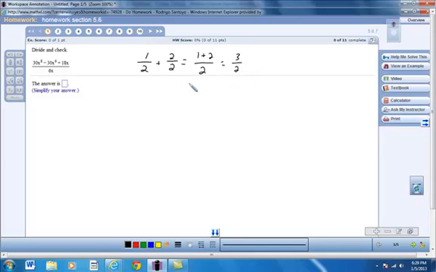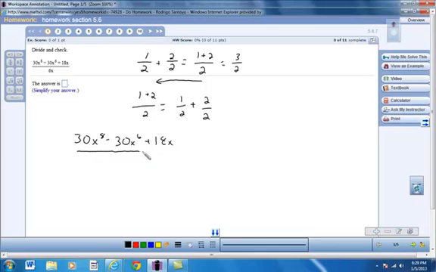So basically what we're doing here in essence is we're working backwards. Okay, we're starting off with something like 1 plus 2 over 2, and they just want us to break that up as in two separate fractions. Okay, so that's exactly what we're going to do here. We have this fraction on our numerator. We have 30x^8 minus 30x^6 plus 18x all over 6x.